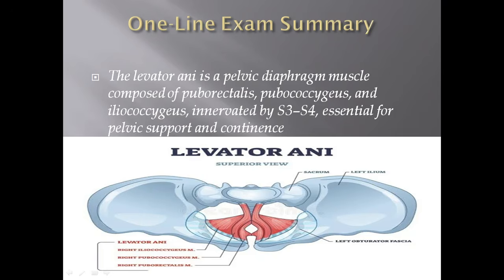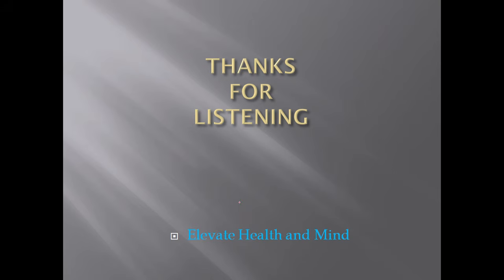So now, in summary, the levator ani is a pelvic diaphragm muscle composed of puborectalis, pubococcygeus, and iliococcygeus, innervated by S3 to S4, essential for pelvic support and continence.